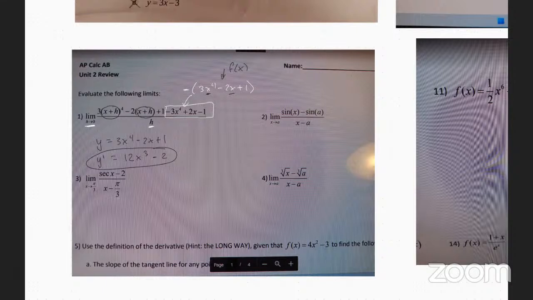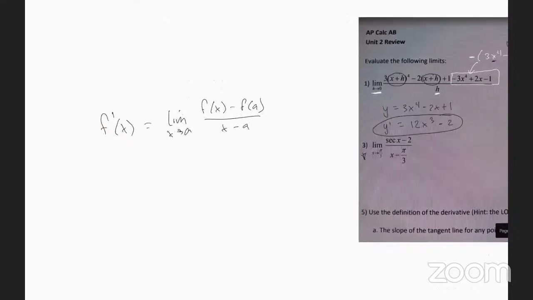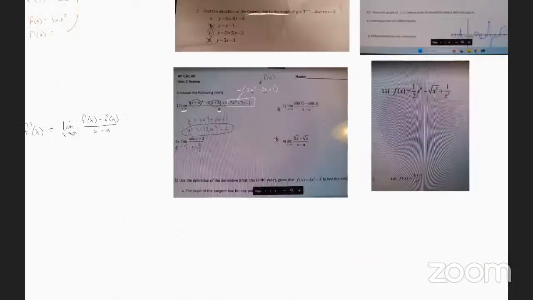Do you remember the other definition? It was the limit as x goes to a of f of x minus f of a all over x minus a. So this is the other definition of the derivative, right? So for that definition, again, what is your derivative? Your f of x is going to be this one right here. That's your f of x.